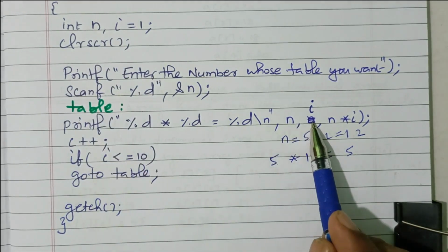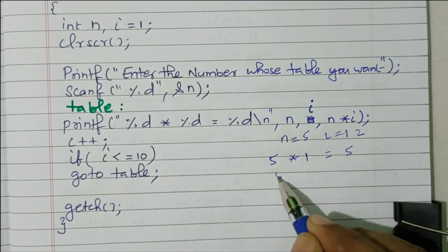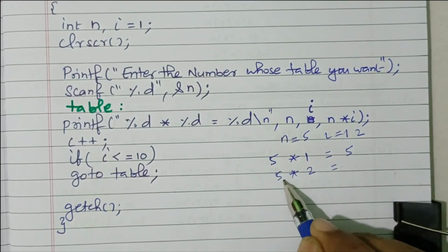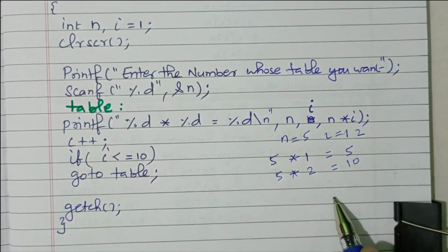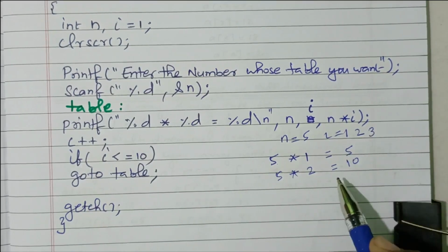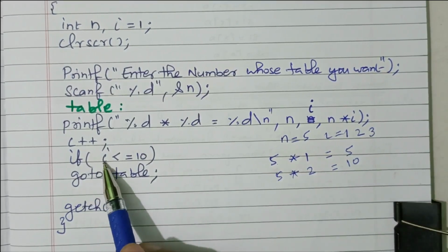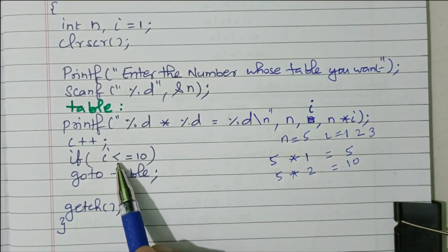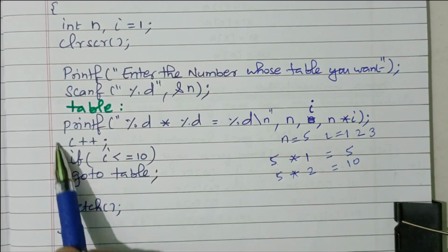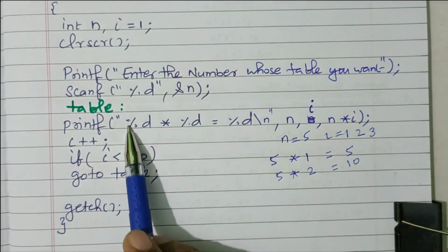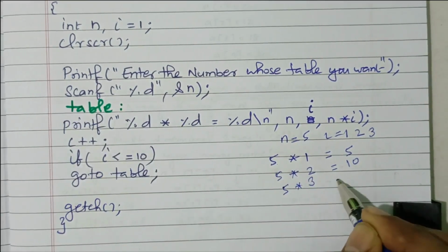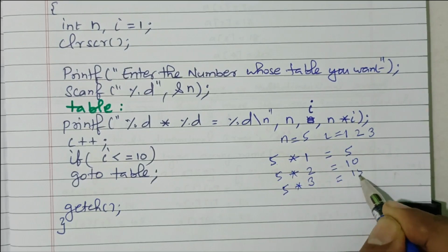n into i. n is 5. i is nothing but now 2. So n into i, 5 into 2, 10. Again it is incremented. Now i is incremented to 3. Again it will check the condition: if i less than or equal to 10. Yes, i is less than 10 only. Repeat, goto table. Go to the label table. So the same process, these two statements are executed again. n is 5 only, i now becomes 3. So n into i, 5 into 3, 15.